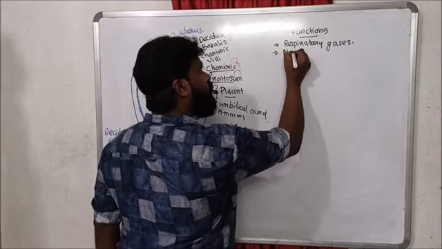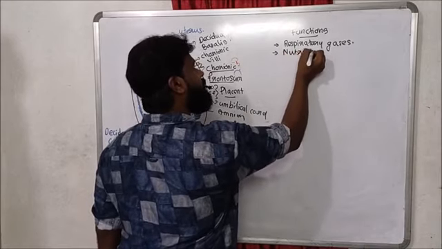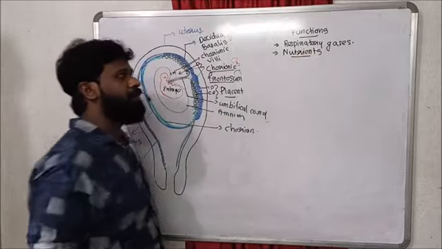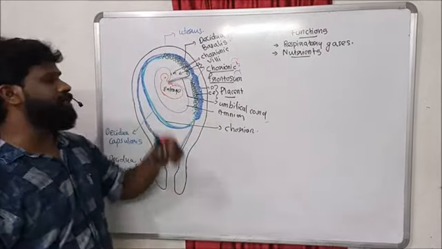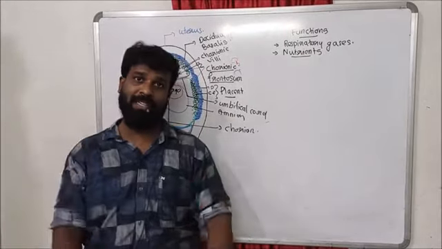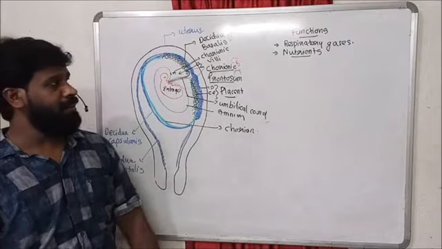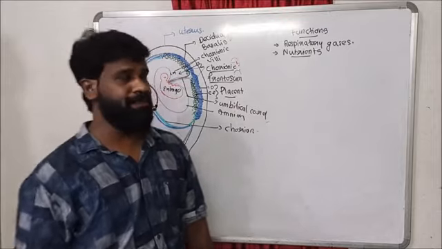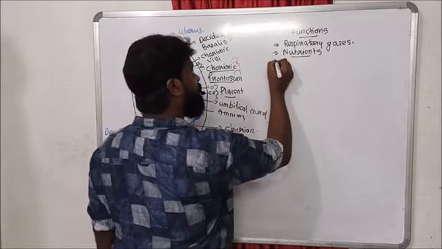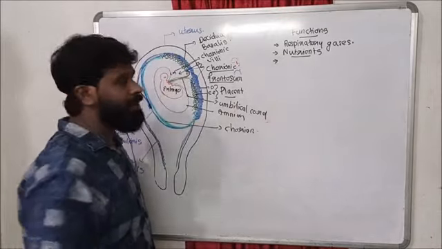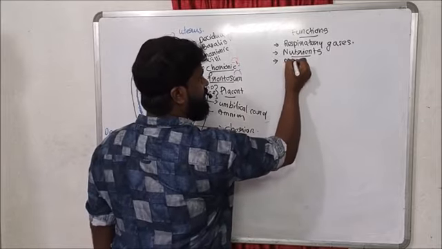Then transport of nutrients. Nutrients are transported through the placenta by means of facilitated transport, simple diffusion or facilitated diffusion. Then removal of metabolic waste.